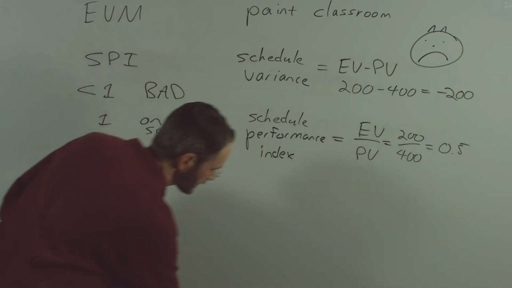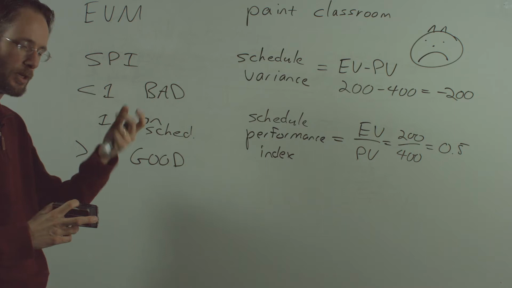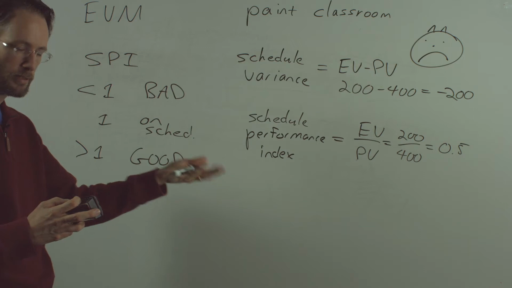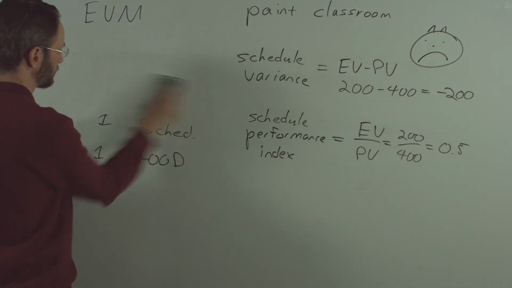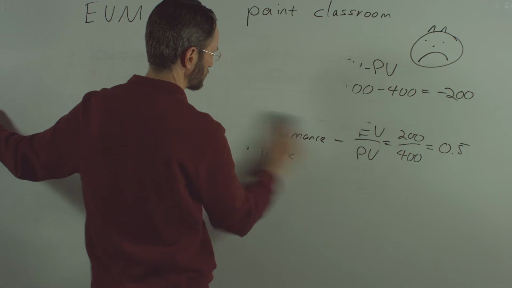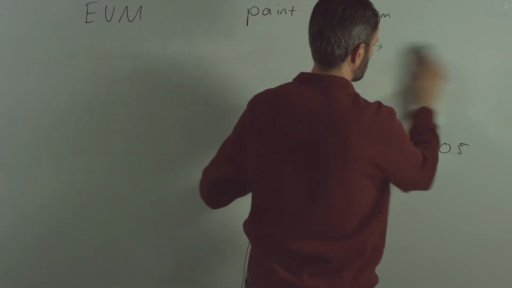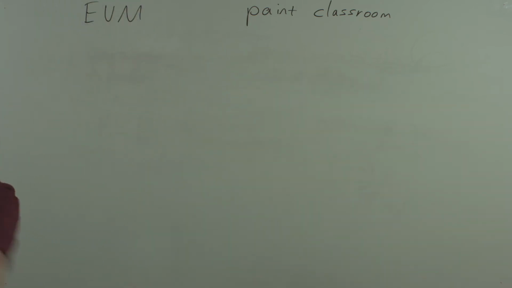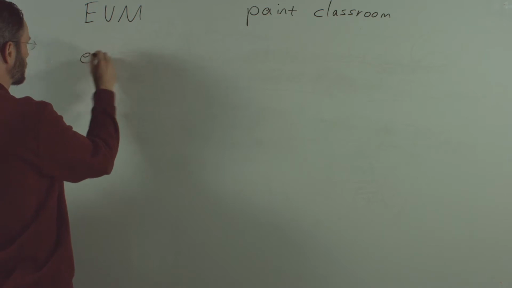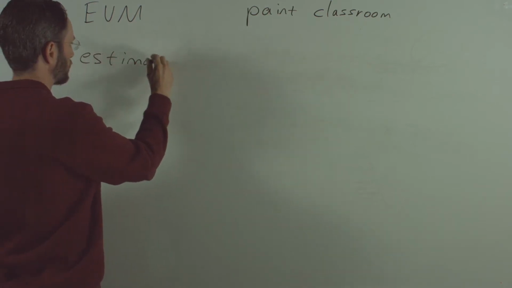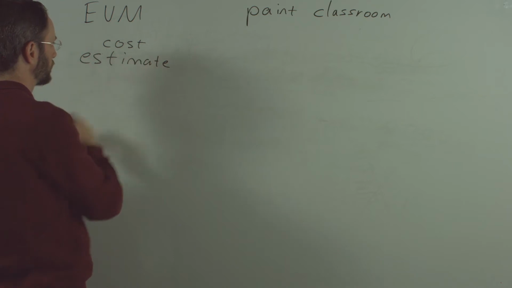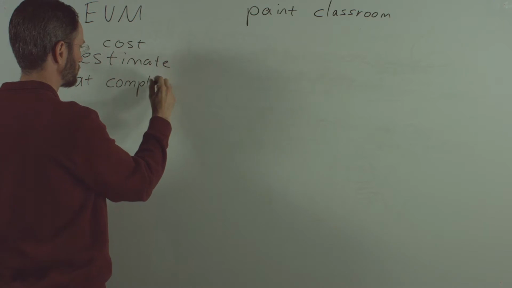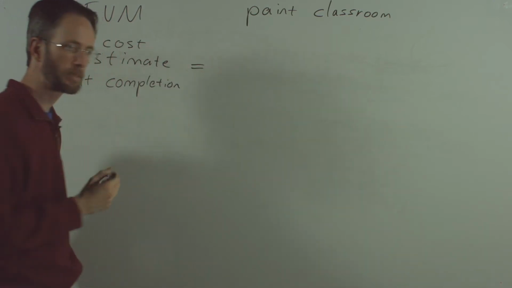Lastly, we want to know, based on what we know right now at this point in the project, how will we finish at the end of the project if we keep going at this rate? There are 2 measures we can do here. One is estimate, particularly cost estimate at completion. Very simple formula.